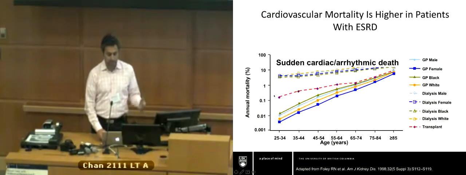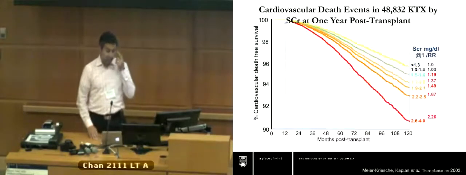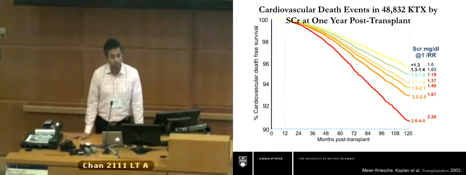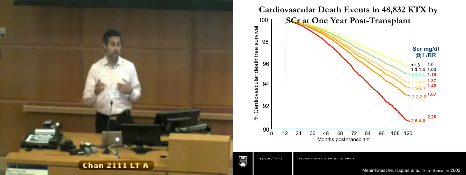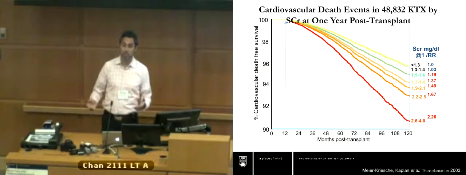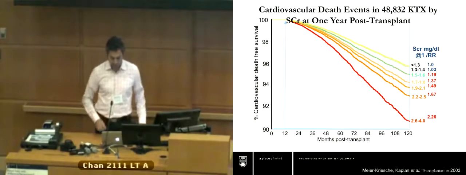And the majority of deaths, as mentioned before, are going to be due to sudden cardiac or arrhythmic deaths, so cardiovascular causes of mortality. Now, interestingly enough, and I think this is applicable to different organ groups as well, but more so highlighting the role of kidney function and cardiovascular events, this study looked at 48,000 patients who received a kidney transplant, and they broke them down by creatinine at 1 year post-transplant. So by 1 year, the kidney function should be stabilized, and that is where patients are going to be.